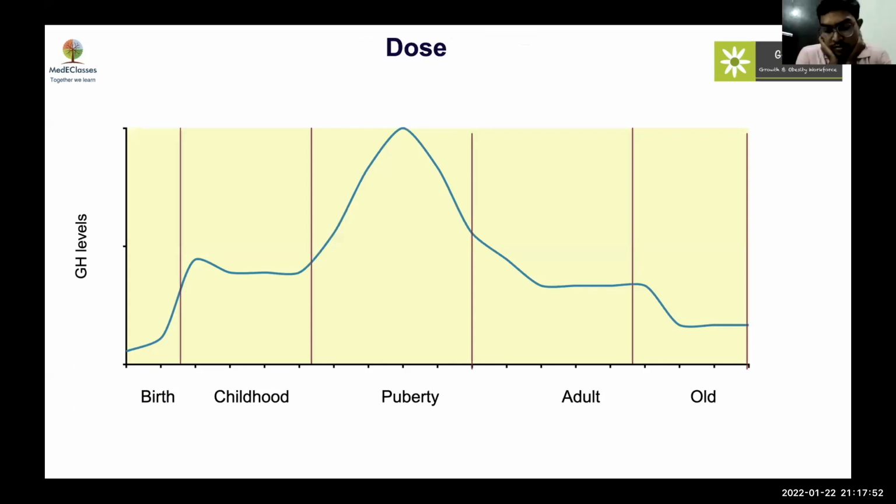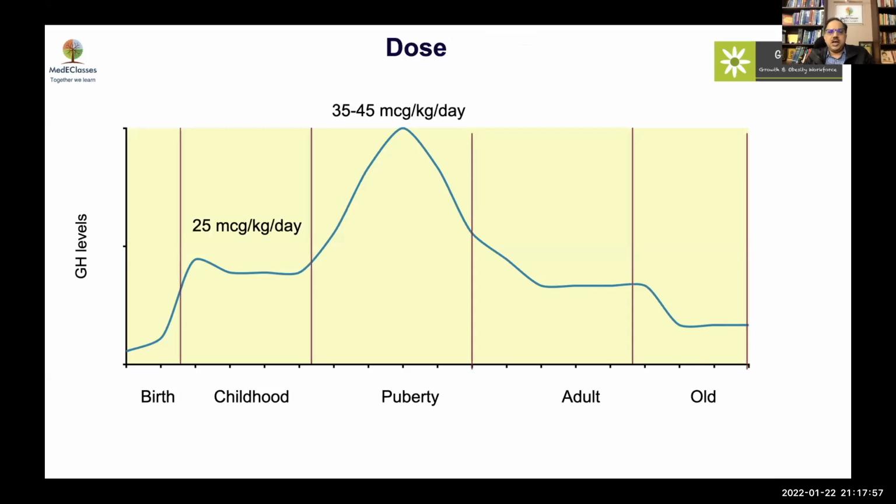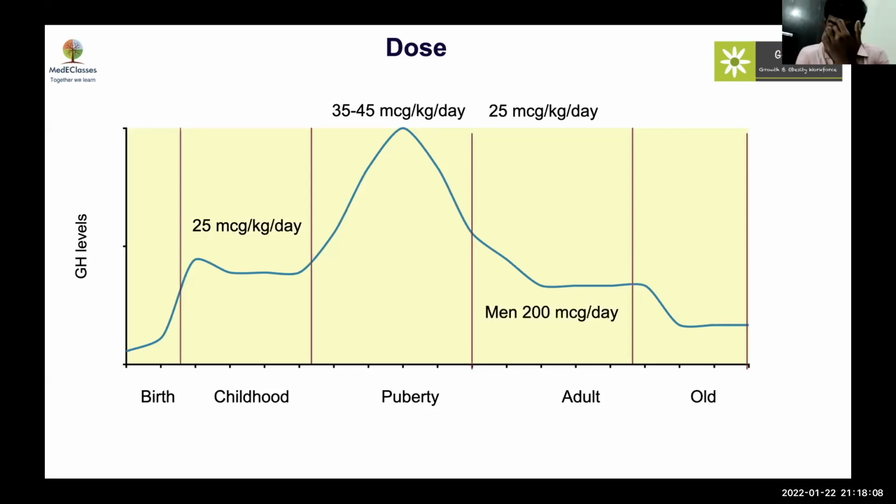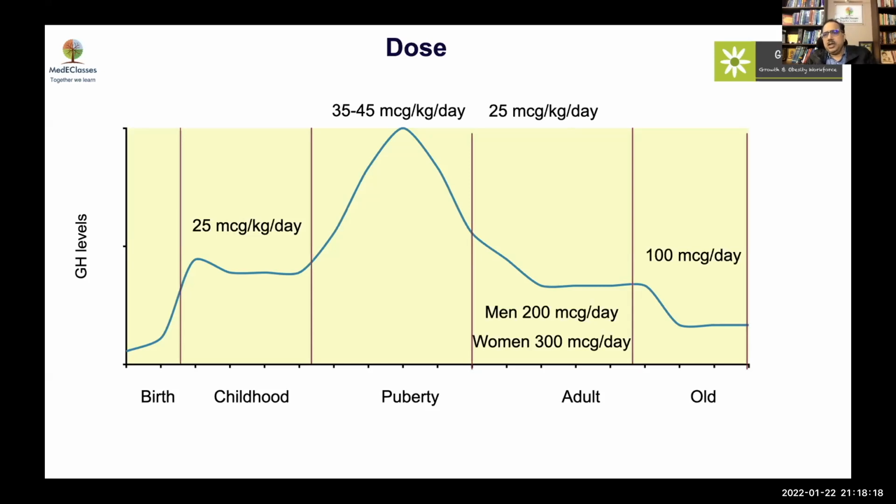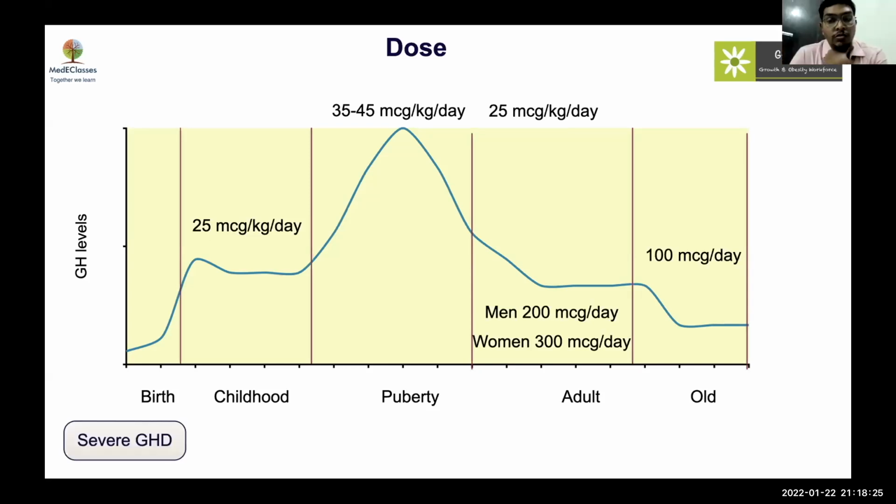Now, dose pretty much comes from what we've discussed already, that 25 microgram per kg per day in childhood, which may be increased to 35 to 45 during puberty. If we want to increase our bone health, again, 25 microgram per kg per day is required. But once adulthood is achieved, the requirement becomes less. It's around 200 micrograms in men and 300 micrograms in women, and in the elderly, the treatment is less. We will largely be focusing on the height-related benefit, which is between childhood and puberty.